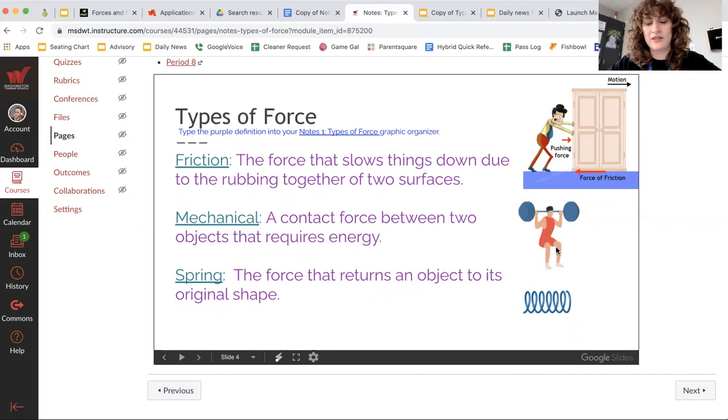Then we have a spring force. A spring force is kind of like elastic potential energy. Anytime something springs back into place, that's the force that returns an object to its original shape. For example, springs, rubber bands, balloons, anything that you can bend and it can spring back into place.